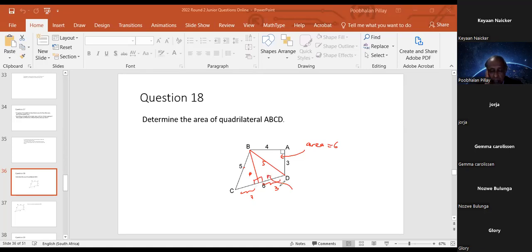is half base, which is half of 6 times the height. That gives you 12. 6 plus 24 divided by 2. So the area of this triangle here is 12. The area of this is 6. So the answer is 12 plus 6, 18 square units. Units are not given.